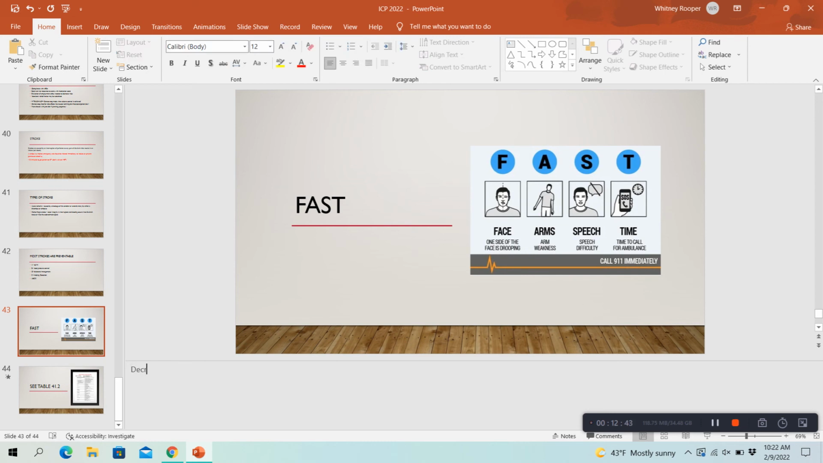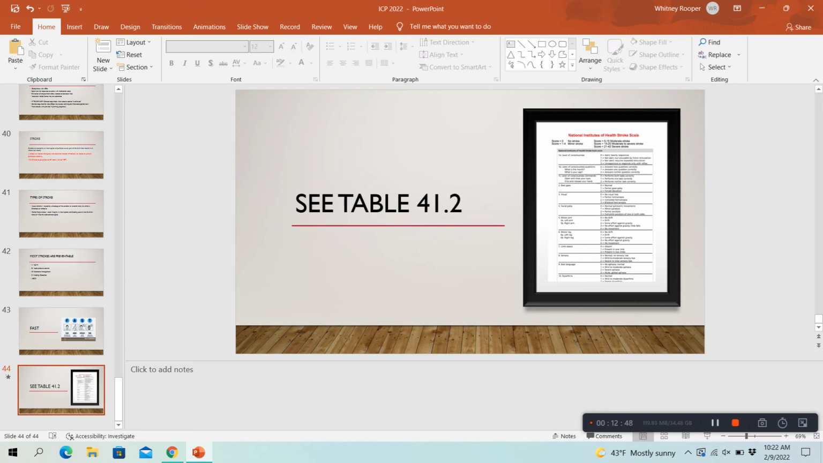Your NIHSS stroke scale. I am NIHSS certified. I am stroke certified. I've worked a lot of stroke units in my career. I keep up with my stroke certification because you can see it anywhere, anytime. So NIHSS is a scale that we use to perform an evaluation and evaluate them. So take a look at that.